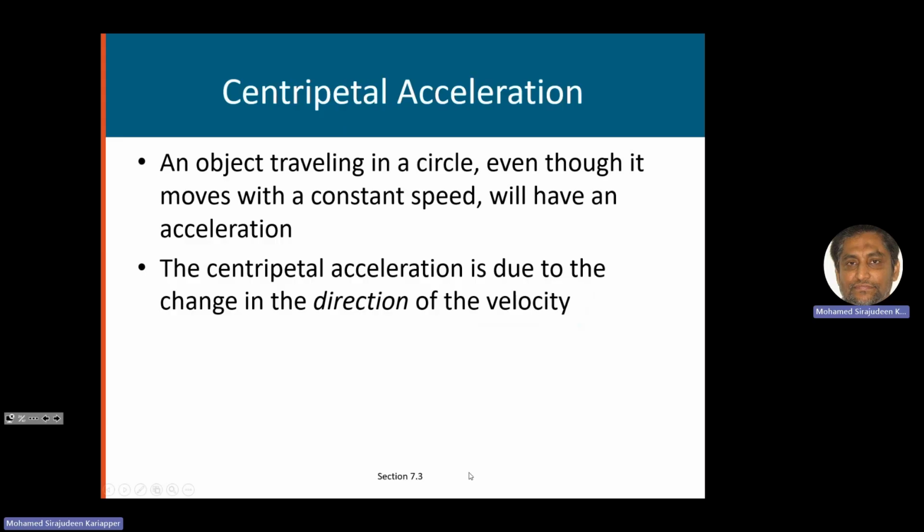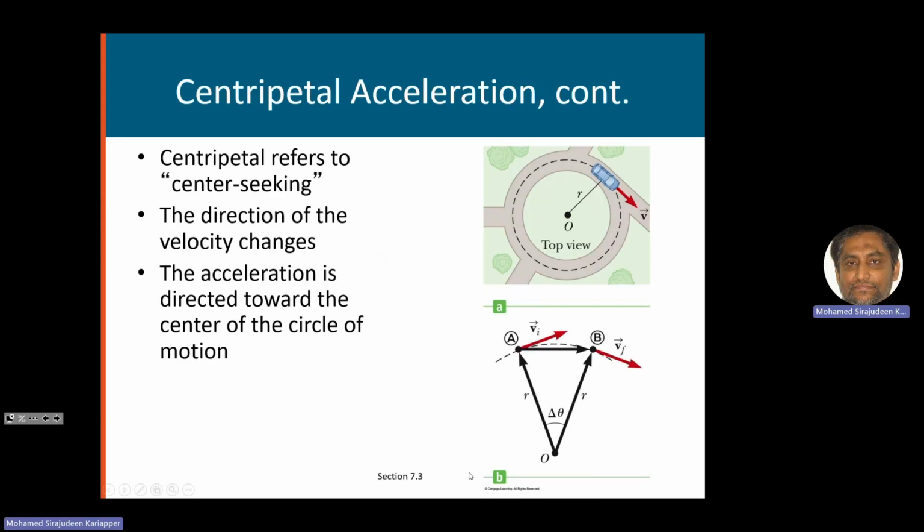And then we talked about centripetal acceleration. That is when something is going in a circle or a curve, it will have an acceleration toward the center of the circle due to the changing direction of the velocity. It is called the centripetal acceleration. We can prove it, but we did not actually prove it. The direction of that acceleration is toward the center of the circle as it moves around.